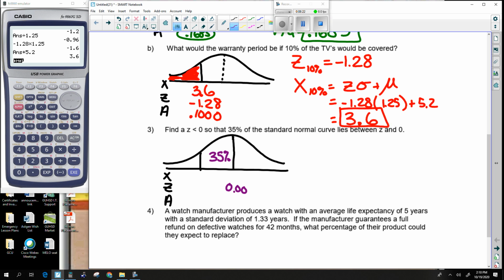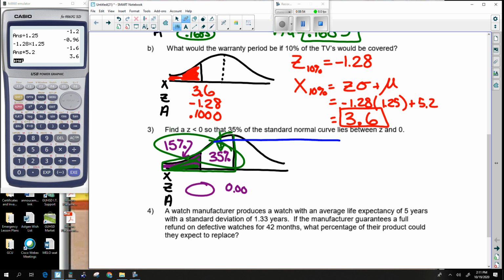So I don't look up 35% to figure out this Z-score because the area is not 35% because I'm forced into looking up the area to the left. So if I need this middle section to be 35%, that implies that this section is 15% because altogether with this from the middle over is 50%. So if I want this to be 35%, I need this area to the left to be 15.